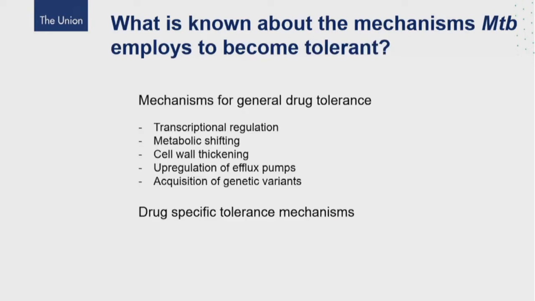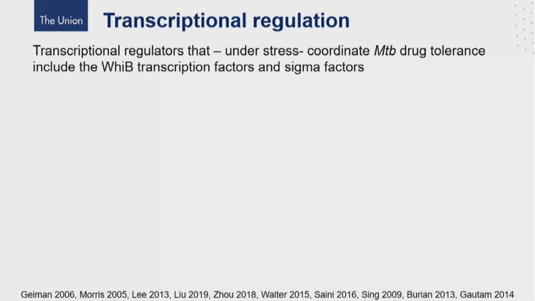So what is actually known about the mechanisms that MTB employs to become tolerant? There are mechanisms for general drug tolerance, and then for almost every drug there are some specific mechanisms. So there is transcriptional regulation, metabolic shifting, cell wall thickening, upregulation of efflux pumps, and acquisition of genetic variants. These don't work in isolation. So you have transcriptional regulation that leads to metabolic shifting and so on. Transcriptional regulators really coordinate the drug tolerance, and WhiB transcription factors and sigma factors are the two most described.